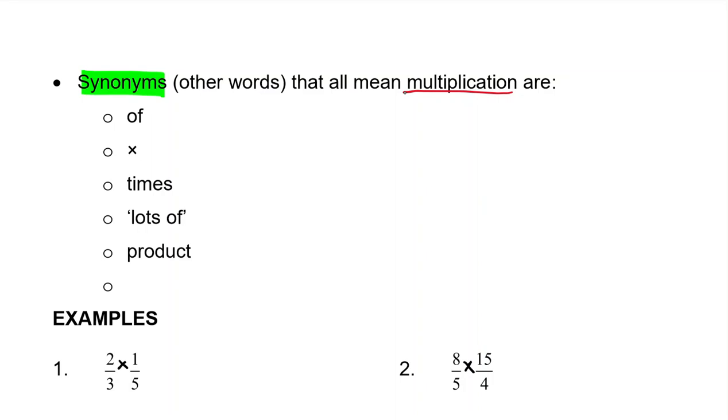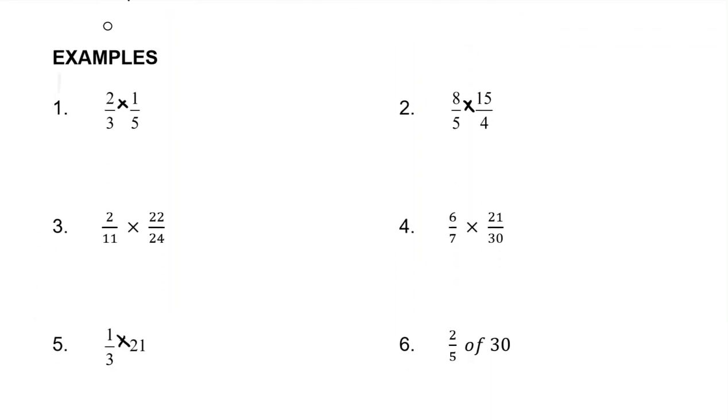Then obviously a multiply sign. Times means multiply. Lots of means multiply. And product means multiply. So any of those things, you are timesing. This is what we are all about today. Okay, so here comes our lots and lots of practice.